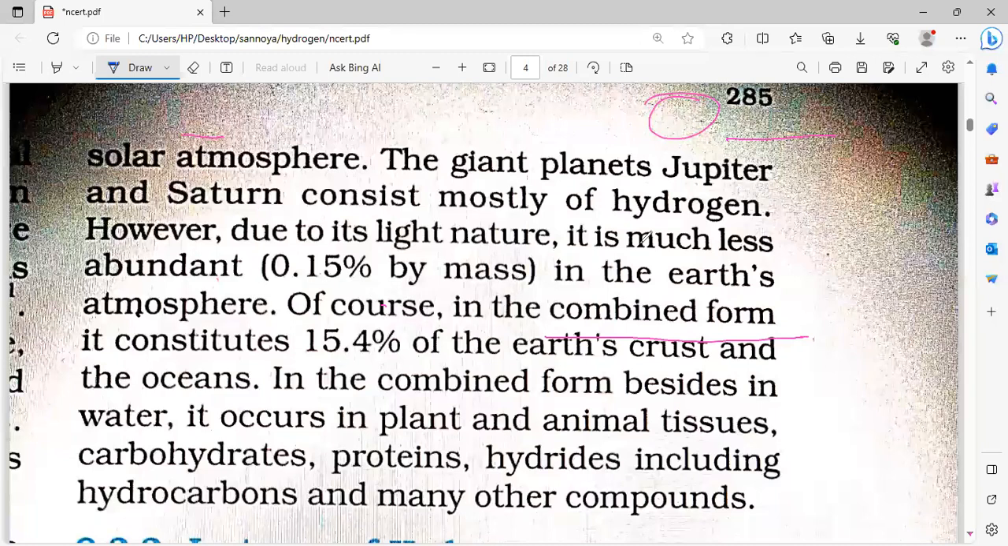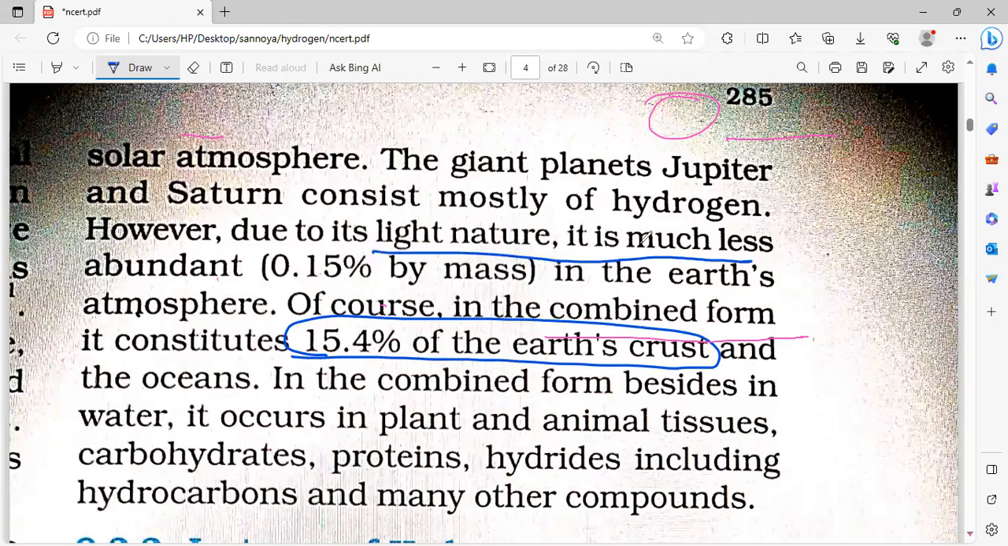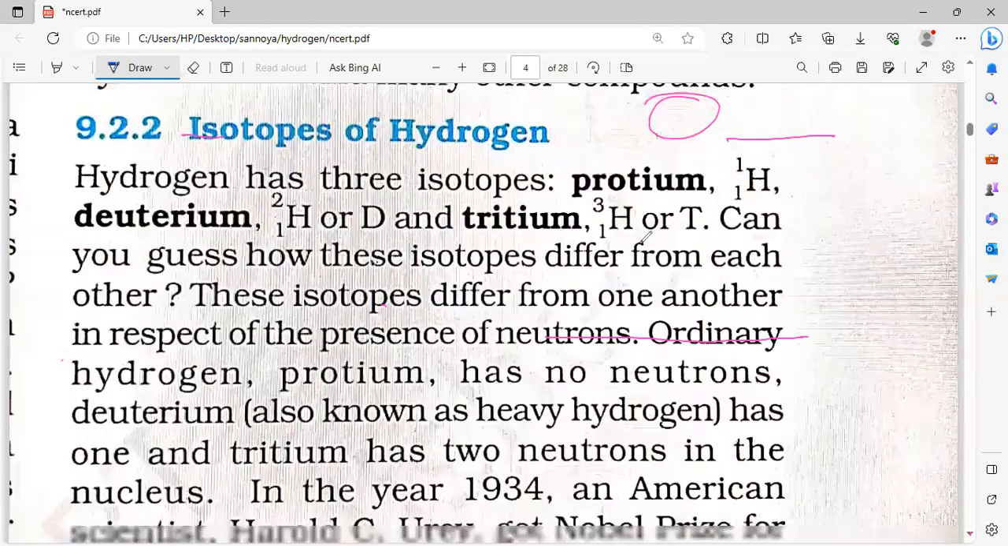Where else is it there? The data you need to understand: here they are saying 15.4% is there in the earth crust. It is also in the sun. Here they are saying it is much less abundant in the earth atmosphere, 0.15% by mass. So try to understand that. Isotopes we have covered.